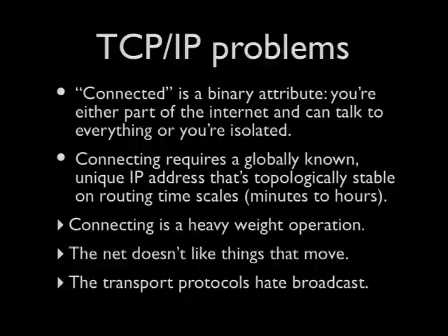Because of the topological stability requirement, the net hates things that move. You want to put a net on a train, well, good luck. There's a whole bunch of ad hoc infrastructure to do that. Put a net in your car, well, if the cell towers cooperate, maybe you can do it, but you're covering over the movement at layer 2.